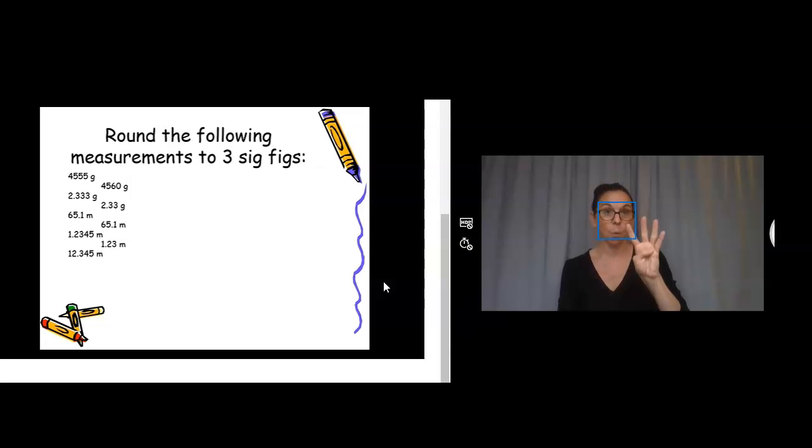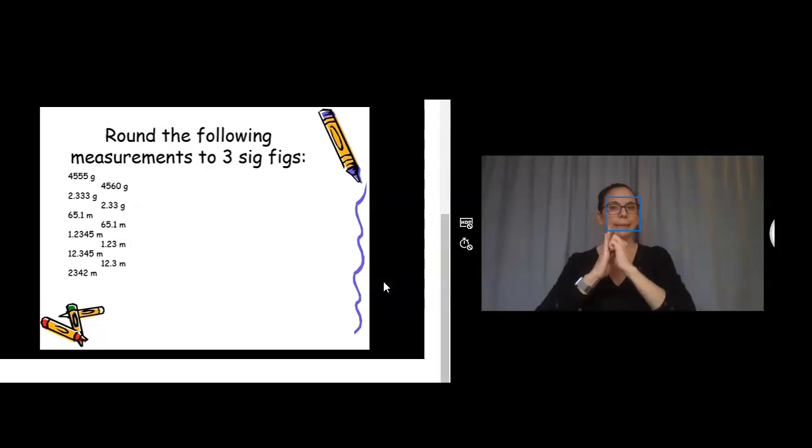12.345, similarly, drop that 4.5, 12.3 meters in this case. 2,342, this is similar to the first example. 2,300, and that 4 is where you would round. In this case, you'd round down. You want to maintain the placeholders here, so this would be 2,340 meters in this case.